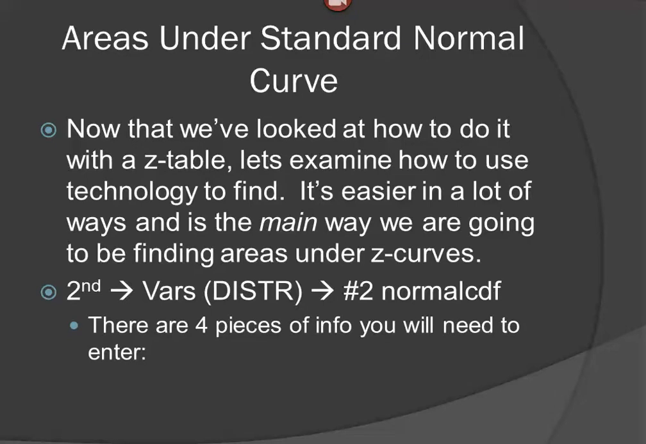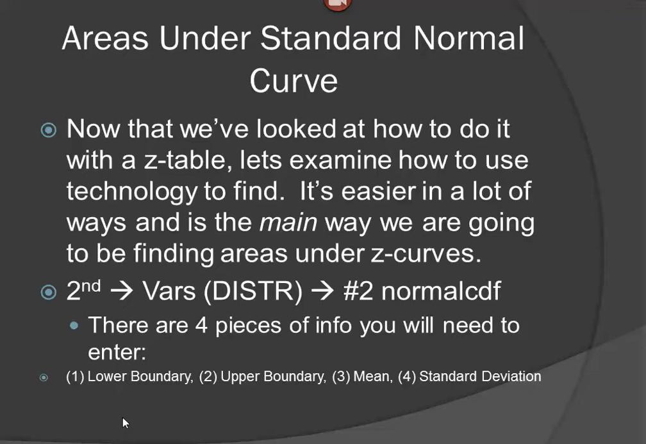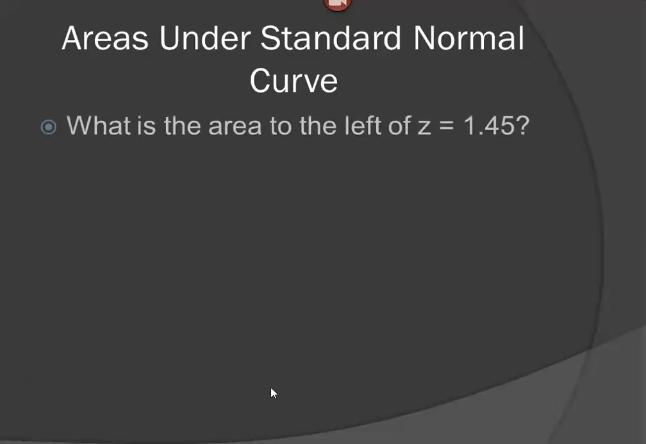Now, when you pull it up, there are 4 pieces of information you need to enter. All of your screens might be slightly different, but they are these 4 things. First of all, we need a lower boundary, second, an upper boundary, third, the mean, and fourth, the standard deviation. The lower and upper boundaries are the tricky part, and I'm going to illustrate that on the next slide.